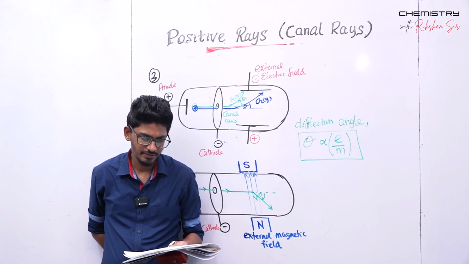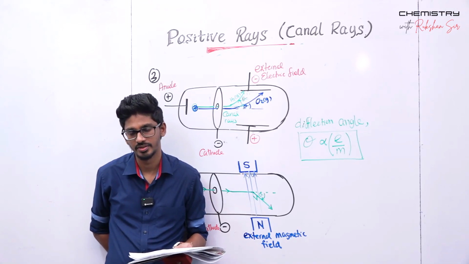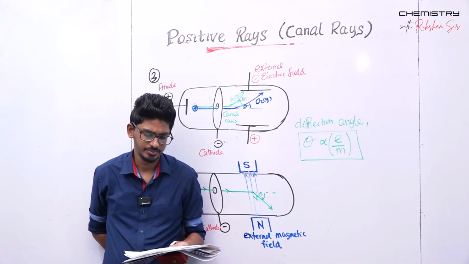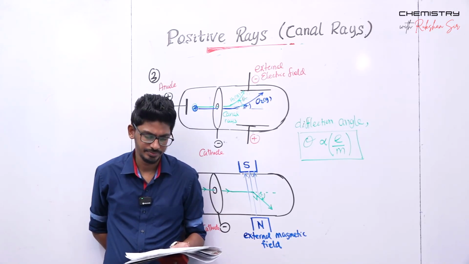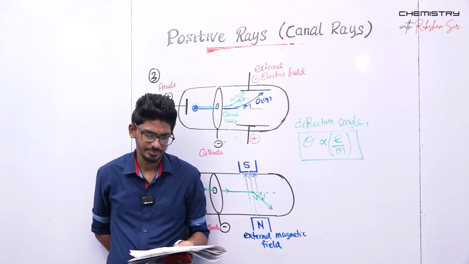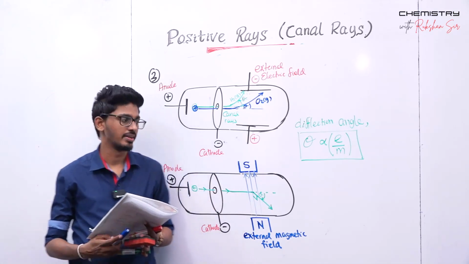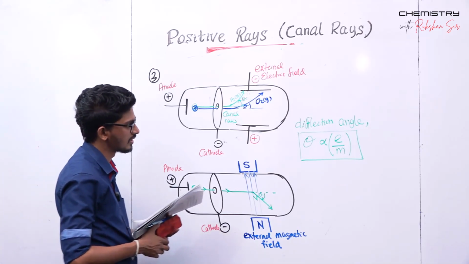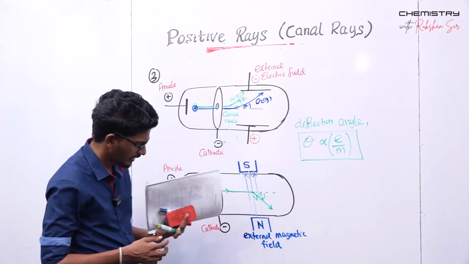Different gases give different types of positive rays, which contain particles having different masses.